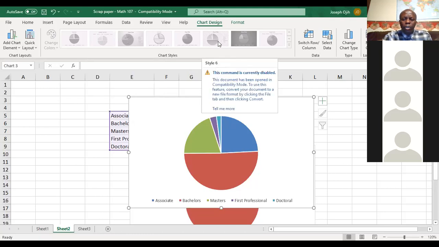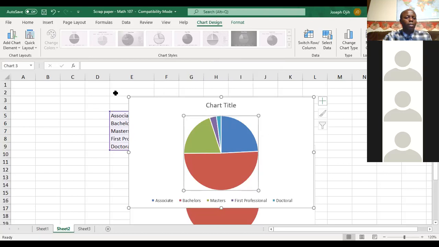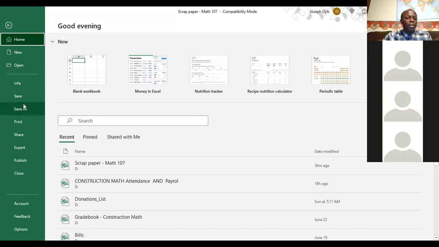Okay. The document has been opened in compatibility mode. To use this feature, convert your document to a new file by clicking the file tab and then convert. Okay, file tab, and then what is the convert?